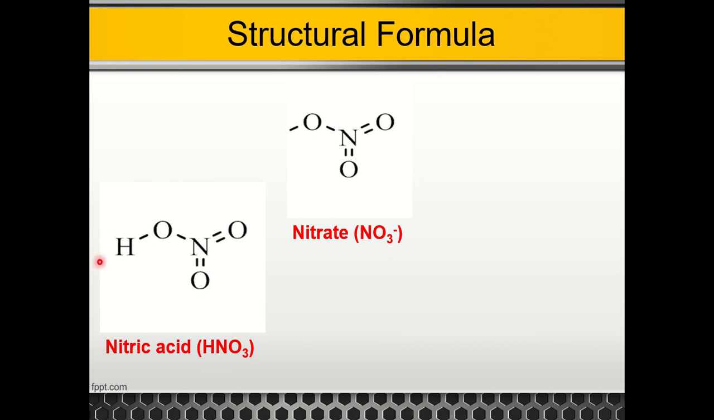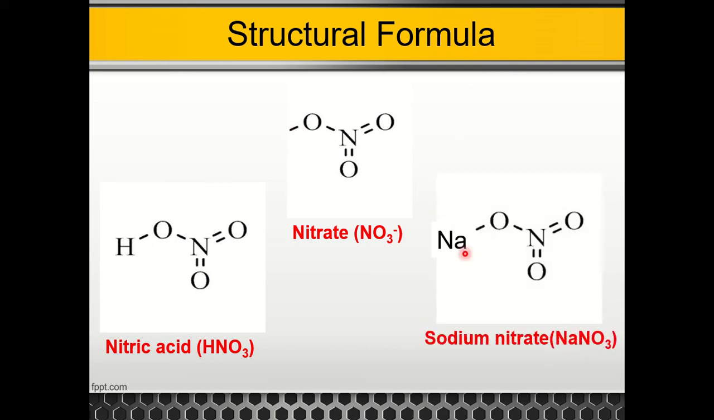Here, this is the formula of nitric acid, where hydrogen is attached to this oxygen atom by using this 1 hand. This is sodium nitrate, where a sodium atom comes instead of hydrogen.